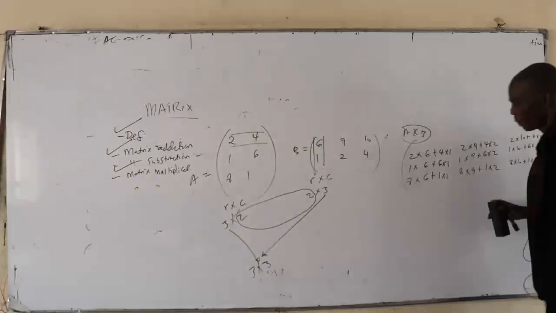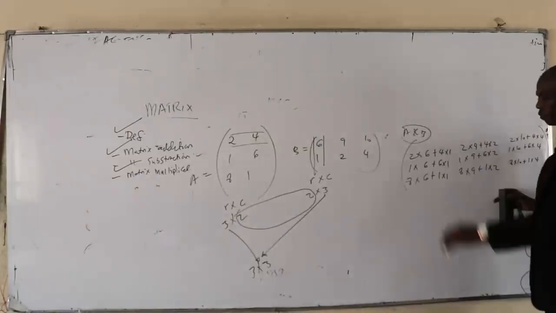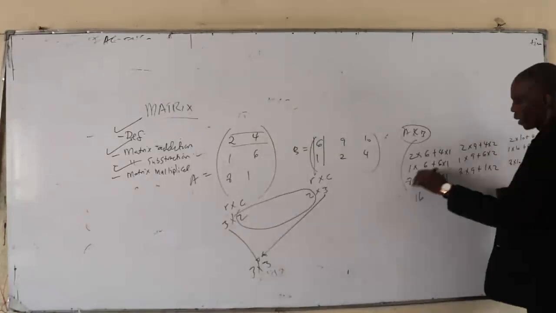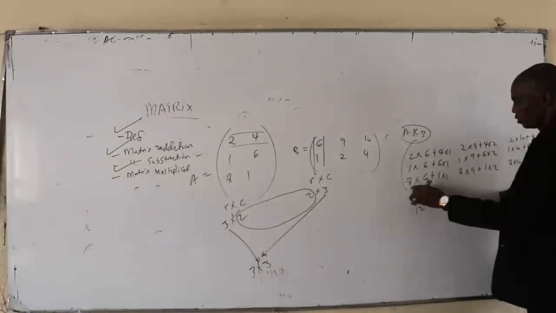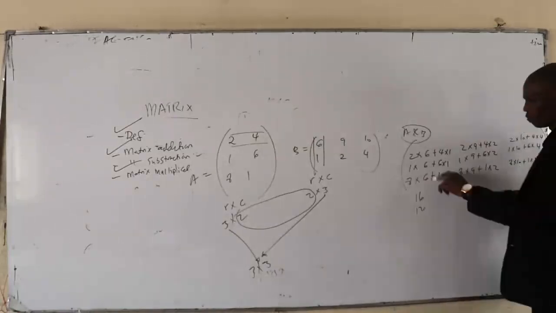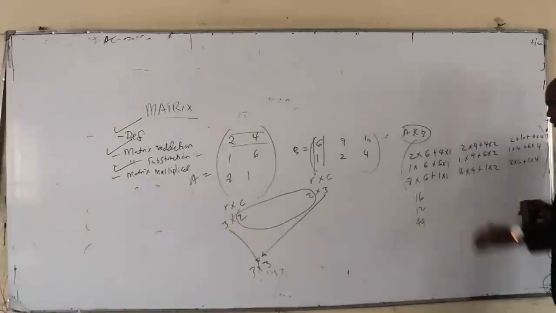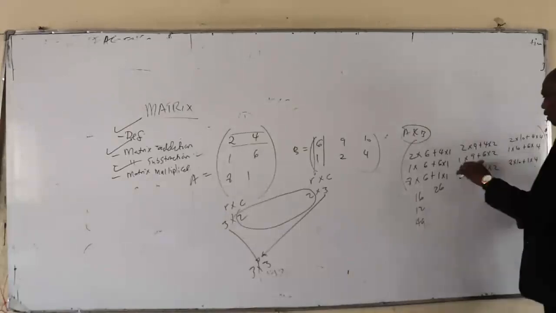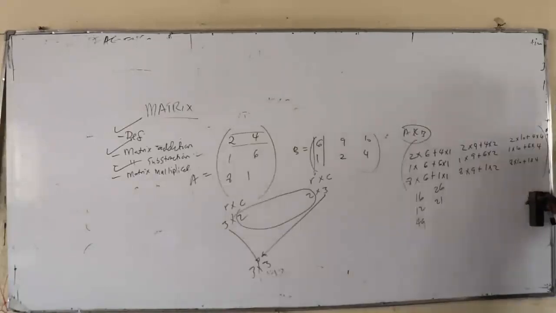So 2 times 6 is 12, 4 times 1 is 4, so that is 16. 1 times 6 is 6, 6 times 1 is 6, so this is 12. 8 times 6 is 48, 48 plus 1, 49. 2 times 9 is 18, 18 plus 8 is 26. 1 times 9 is 9, 9 plus 12 is 21. 8 times 9 is 72, 72 plus 2 is 74.